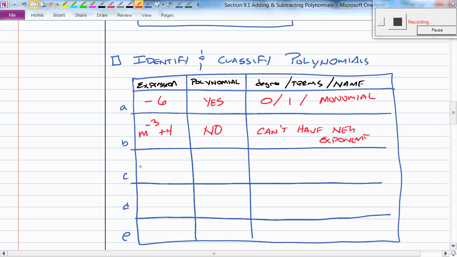What about this one? Negative x squared plus 4x to the 3rd. Is that a polynomial? Yes, it is. This is a polynomial, right? What's the degree? 3. How many terms does it have? 2. So, a binomial. Very good. We call that a 3rd degree binomial.